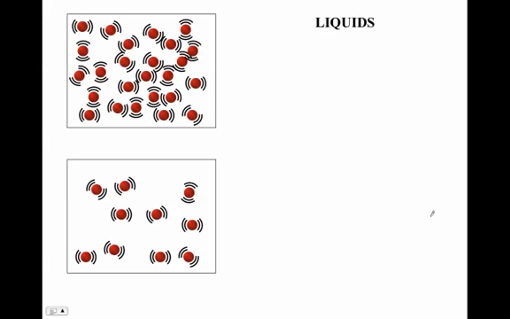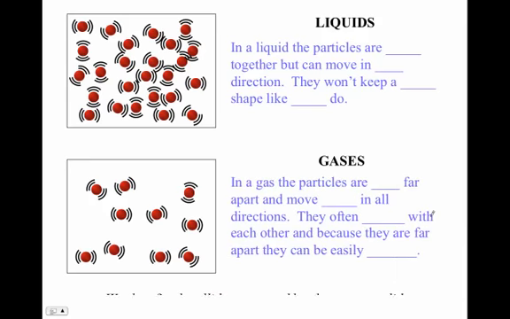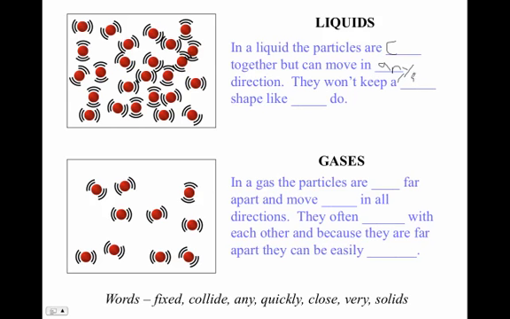Let's look at liquids. In liquids, the particles are close together still, but can move in any direction, which makes them a fluid. They won't keep a fixed shape like solids do.